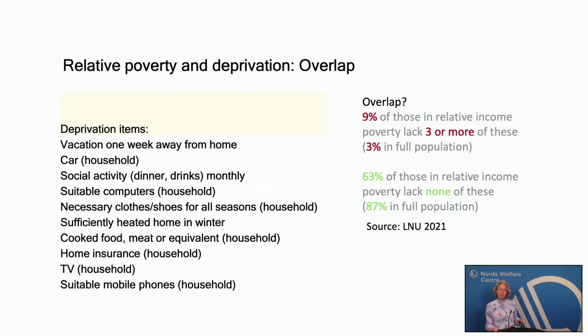And just to emphasize that the measures say very different things. So here I just show, using the Swedish level of living survey, the degree of overlap. What we see is that only a tenth of those in relative income poverty actually suffer from material deprivation, measured as lacking at least 3 of these items. And in fact, as much as 63% of those in relative income poverty do not lack any of these items. So they are very different measures.